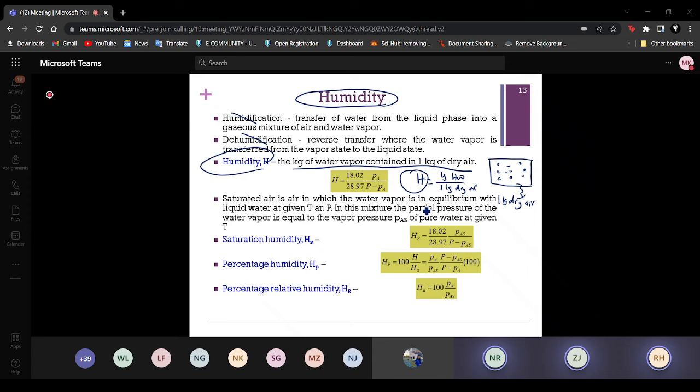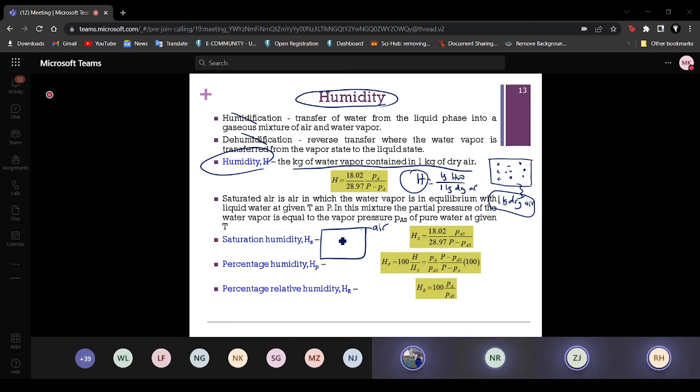Because we have a lot of water vapor in air. Okay, but before that, you have 1 kilo of dry air here. Okay, in air, this is air. Let's say this is a container and it contains air. So in air there are basically two things.